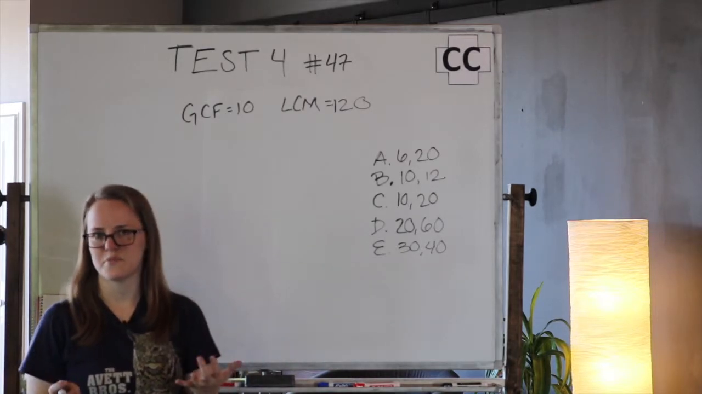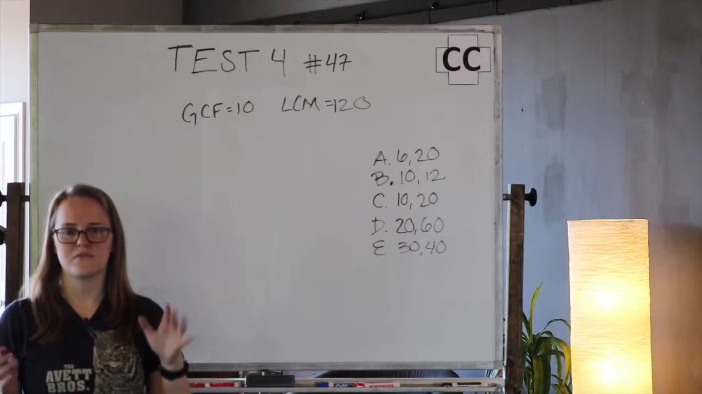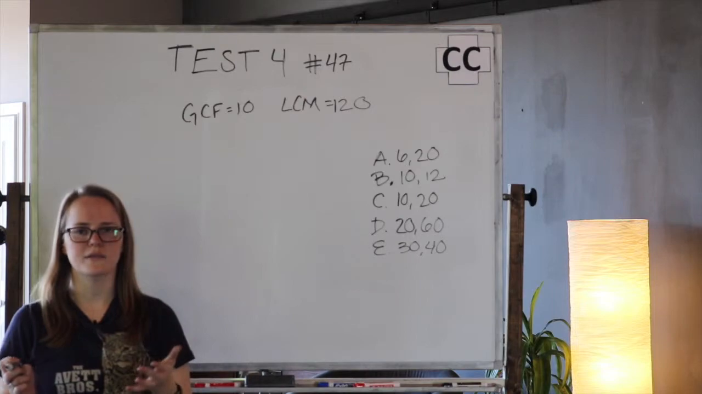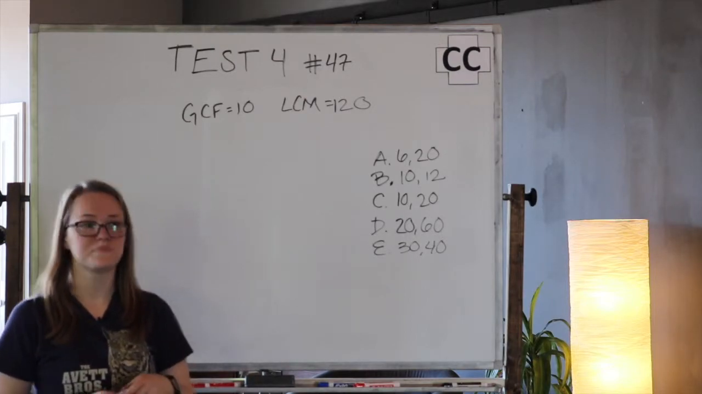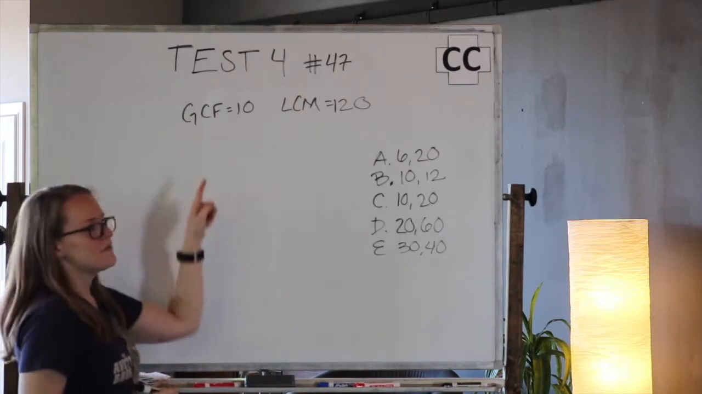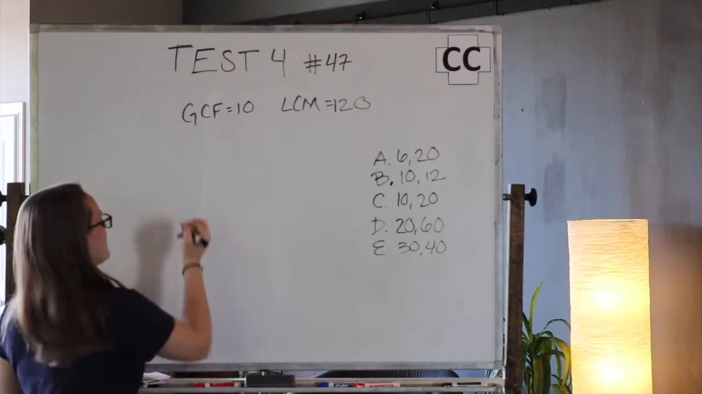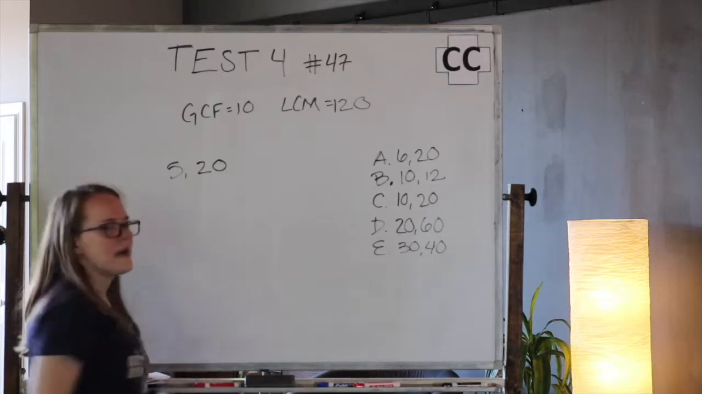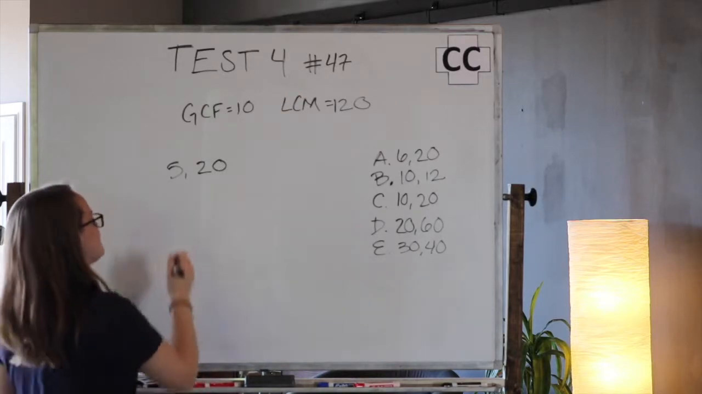So they've given us 5 options and they want us to figure out which set of two numbers fits that description. Before we dive into those 5 options, I want to step back for a second and look at what greatest common factor and lowest common multiple mean. So first of all, greatest common factor. Let's use some sample numbers. How about 5 and 20? And we'll figure out what the greatest common factor and lowest common multiple are.